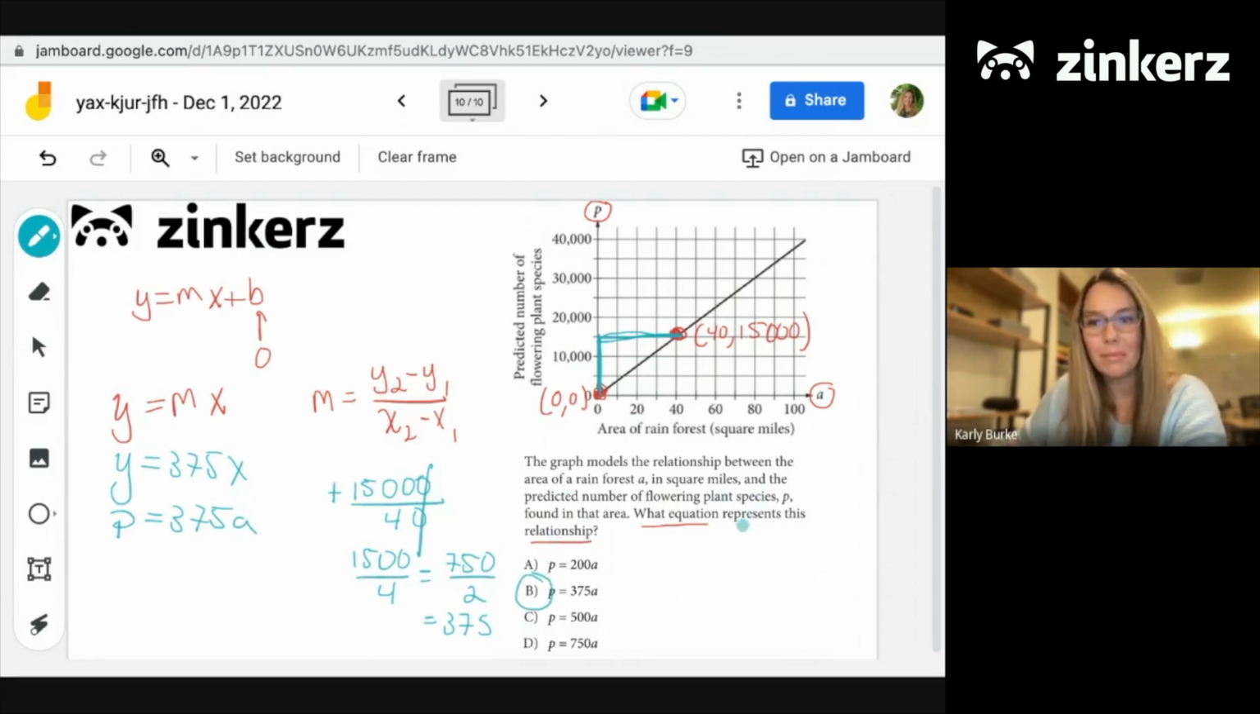Another option for this type of problem, any ideas? Well, you can just pick a point and plug it in and see if it works. So if I plug in 40 to A, I get 200 times 40, which gives me 8,000. That does not work because I know it has to equal 15,000. And then you can plug it into each answer choice. So whatever works best for you is totally fine. Just know how to find the slope and also know that this is another option.